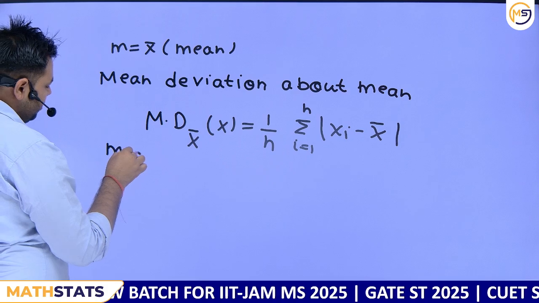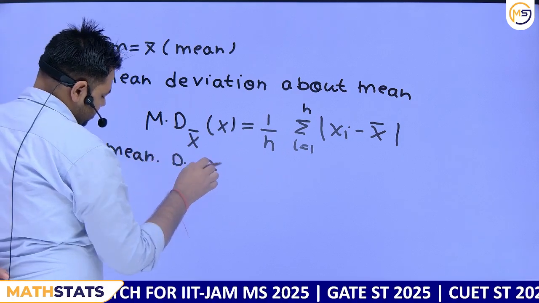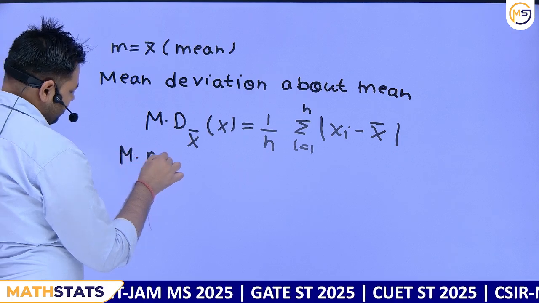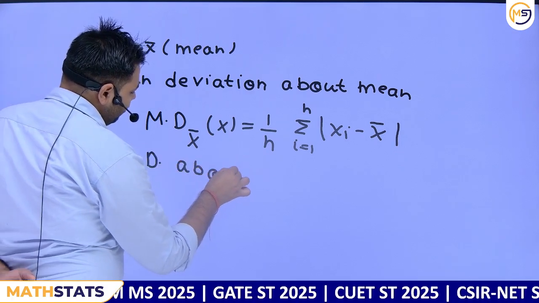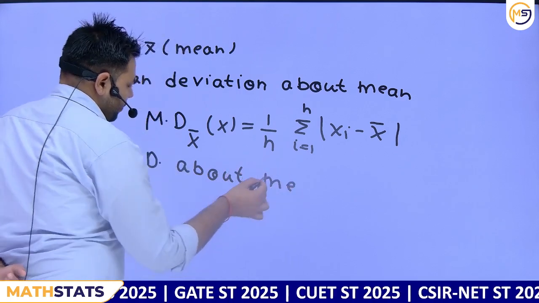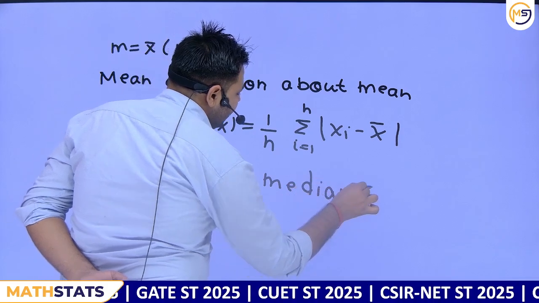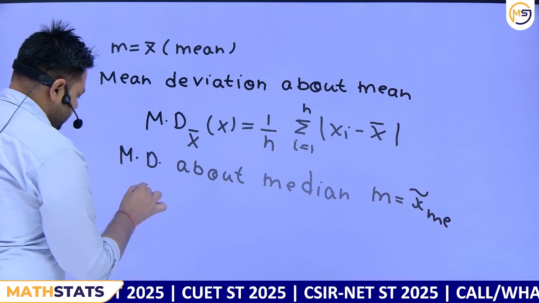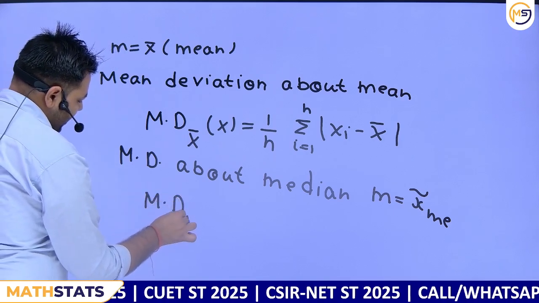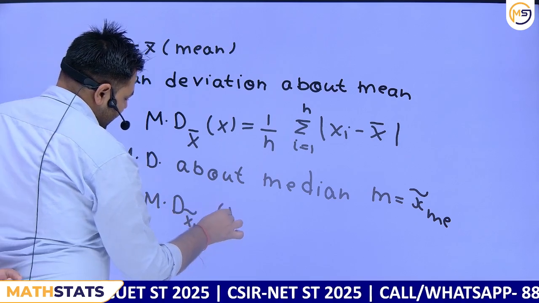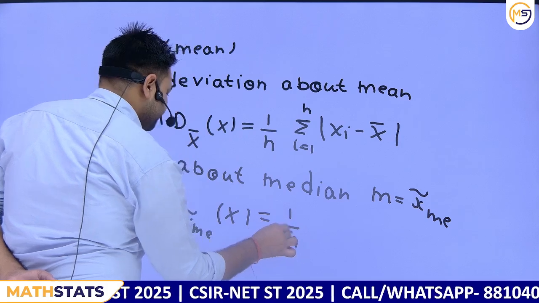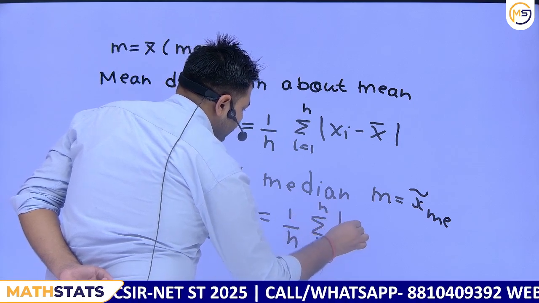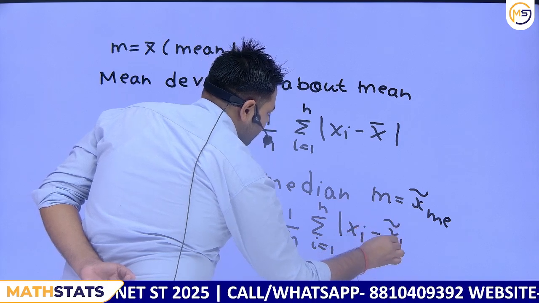Now mean deviation about median. Putting the value of median m equal to x tilde med, this is denoted by MD x tilde med of x equal to 1 upon n summation i equal to 1 to n mod of xi minus x tilde med.